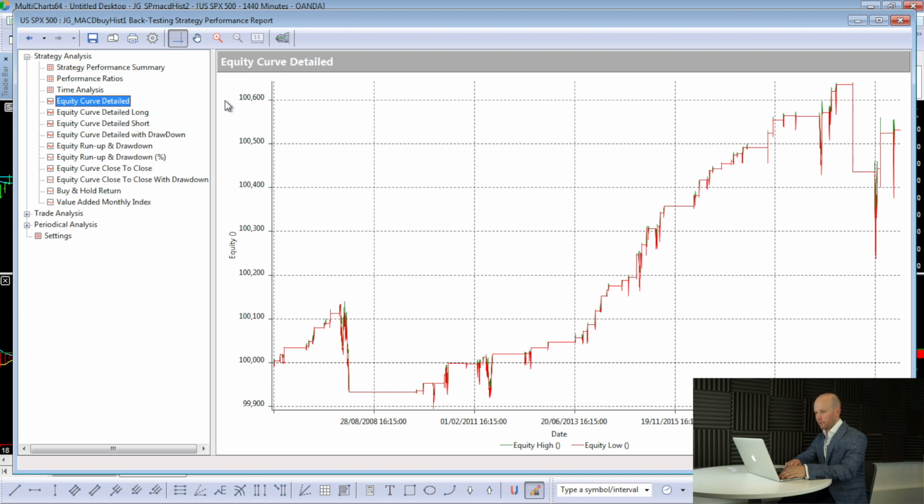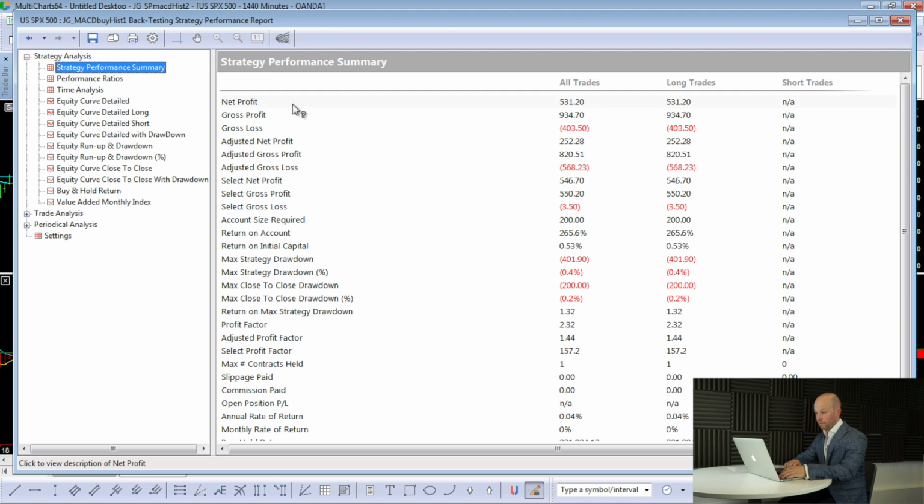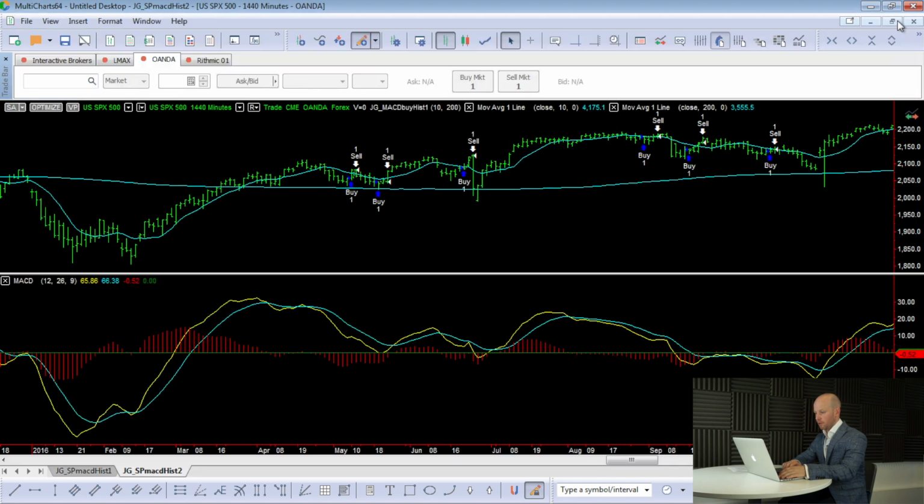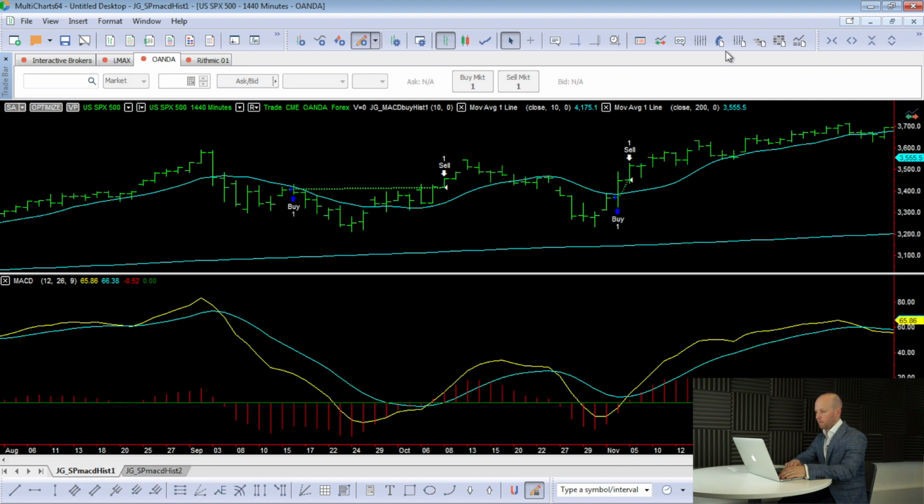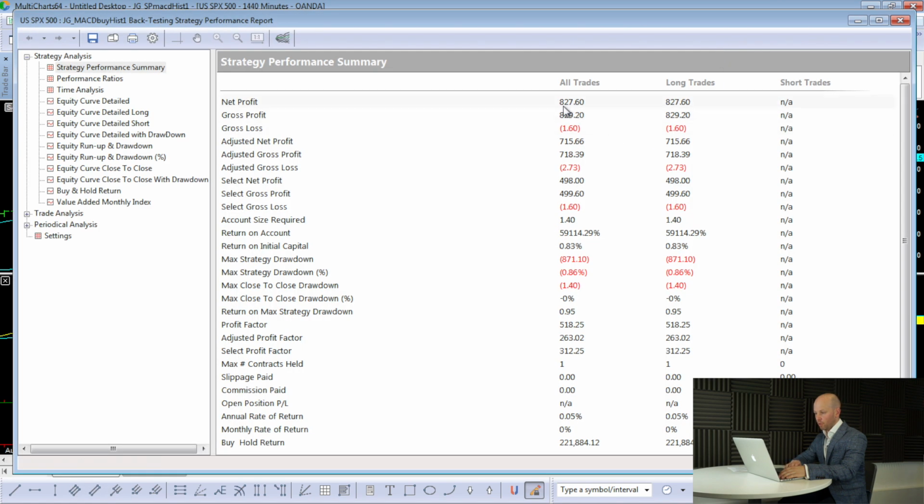If we look at the net profit of this strategy with the stop loss, we're looking at 531 points with a maximum drawdown of just over 400 points. Whereas looking at the strategy with no stop loss, we've made more, not double more, but look how big our strategy drawdown is now. The drawdown's 871 compared to 401, so it's well over double of what the drawdown was using a stop loss, and the profits are not double, so it does benefit to use some sort of a stop loss.